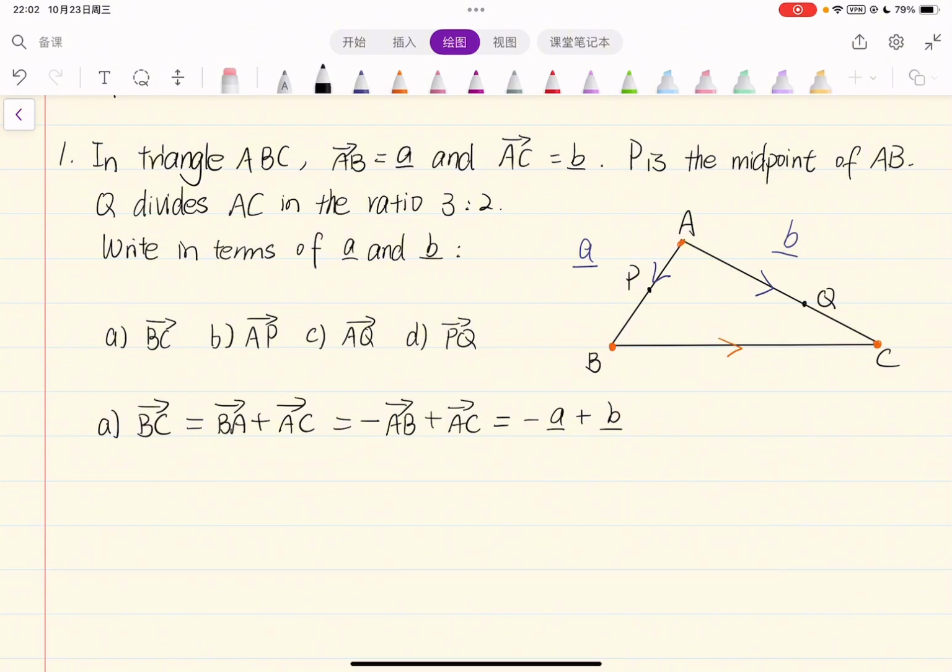Now for part B, it asks you to find the vector AP, which means you start from point A and end at point P. We need to find this vector, the purple one. Since P is the midpoint of AB, we can write that the vector AP is half vector AB. That equals half vector A.